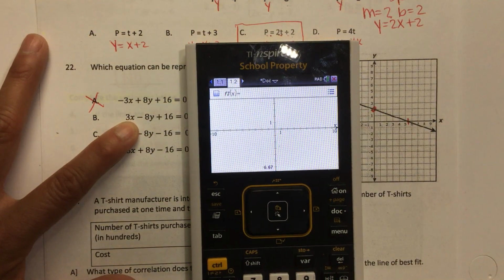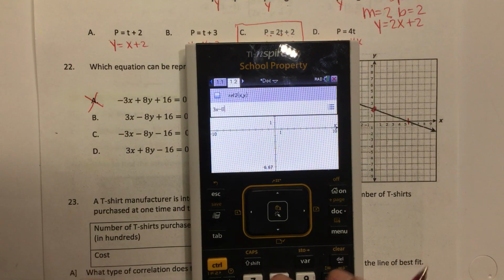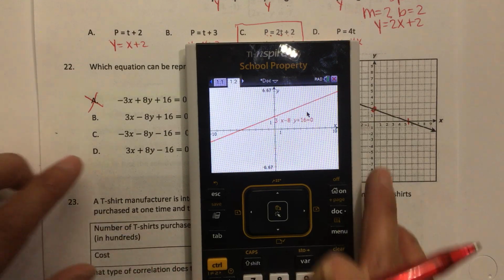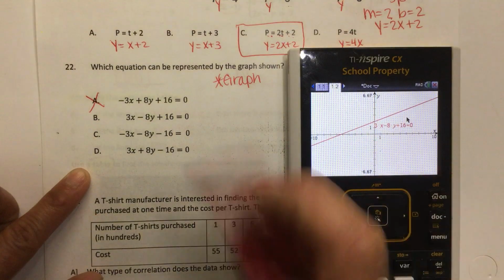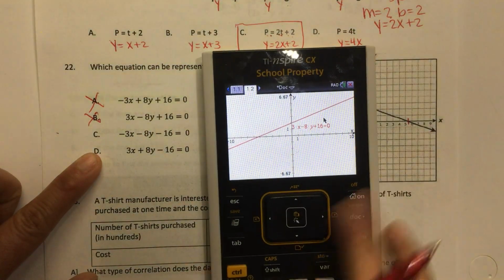Add a graph page and graph the equation. 3x minus 8y plus 16 equals 0. Enter. Again, this has a positive slope. The graph has a negative slope. So B is not correct.